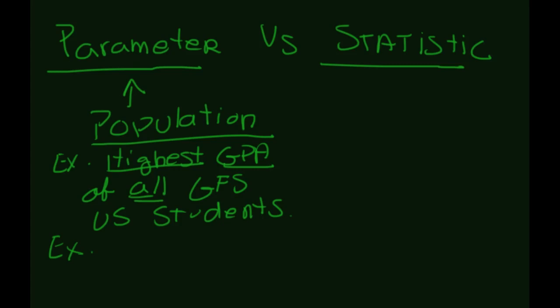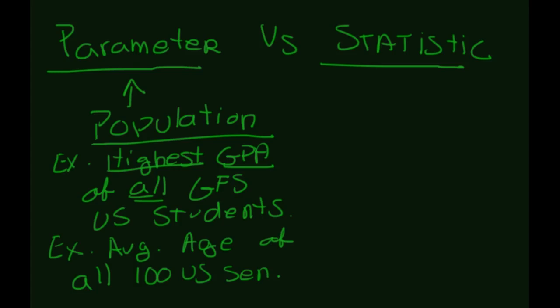Another example of this could be the average, or mean, age of all 100 U.S. senators. If I take their average age and I take all 100 of them, I have a parameter. Now I know the average age of a U.S. senator. So on the statistics side, this is very similar to a parameter, but now we are taking a numeric measurement describing some characteristic of a sample.